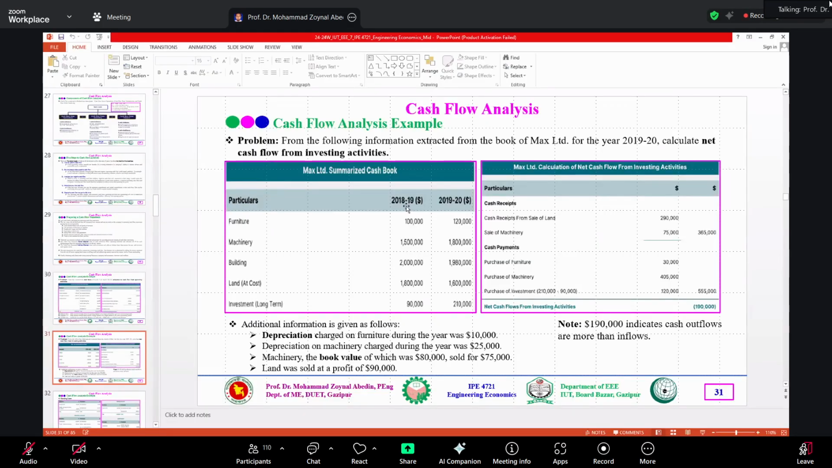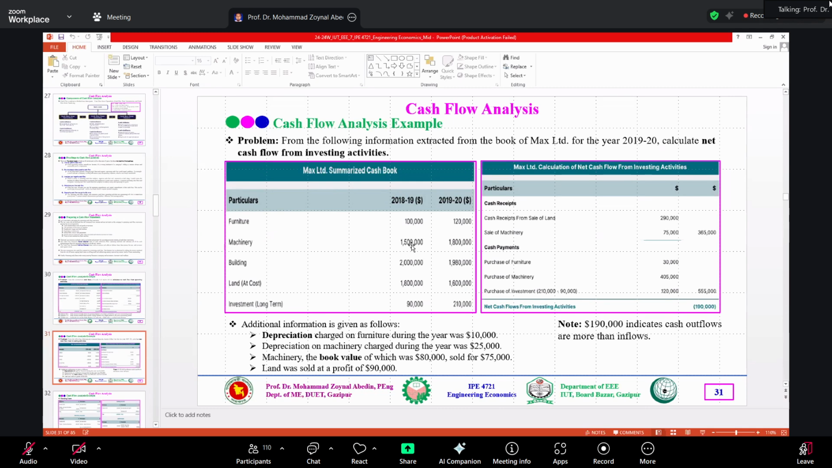This is the particular. This is the two financial year. One is the 2018 to 2019 in terms of dollar. Another one is the just next year, the 2019 to 2020. Two consecutive financial years values are given. Furniture. Please look at the table. The value of furniture in that financial year, it was this one, and the next year it was that.